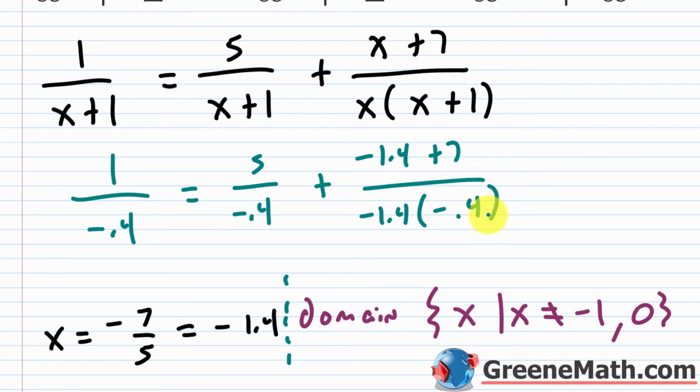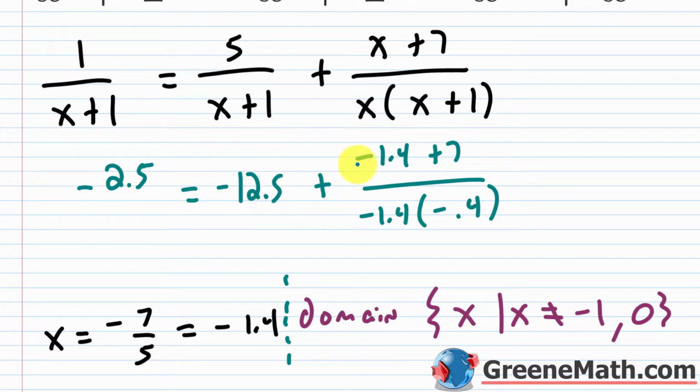So this is something I would just do with a calculator really quickly. 1 divided by negative 0.4, that's going to be negative 2.5. So this is negative 2.5. Or if you were working with fractions, you would have got negative 5/2. Then over here, 5 divided by negative 0.4, that's negative 12.5. So let's say this is negative 12.5. And then over here, negative 1.4 plus 7, that's 5.6. And then over here, negative 1.4 times negative 0.4, that's going to be 0.56.